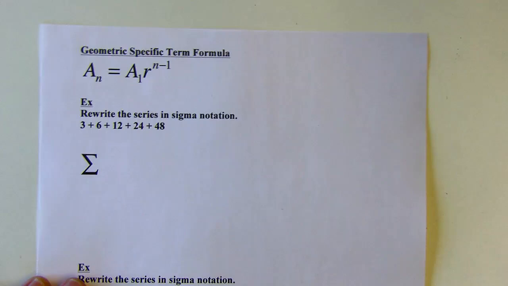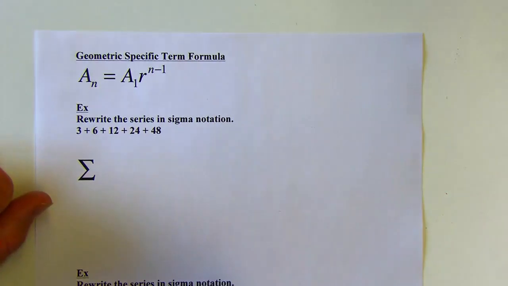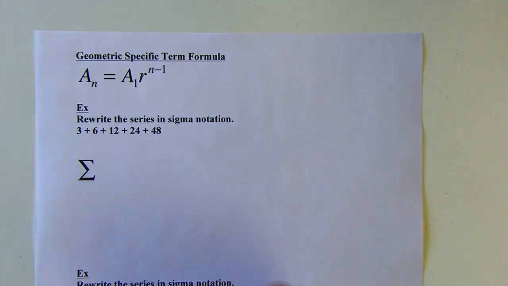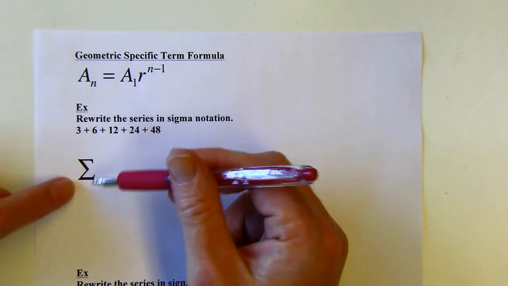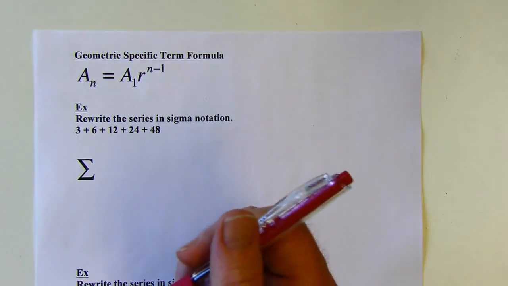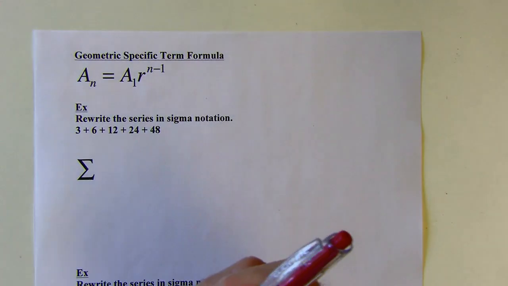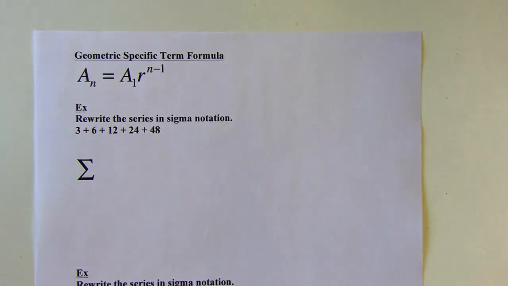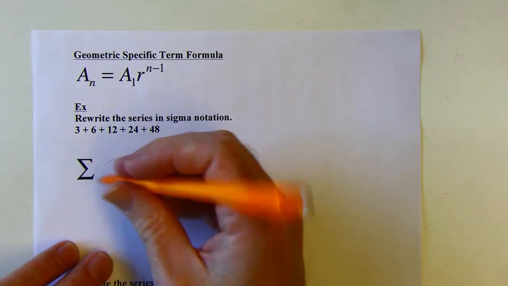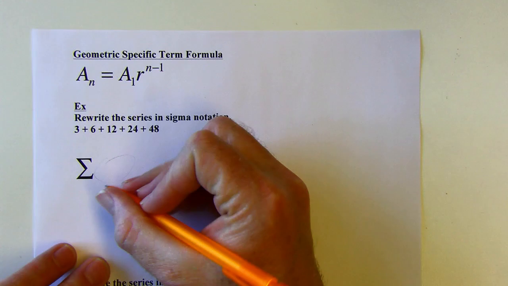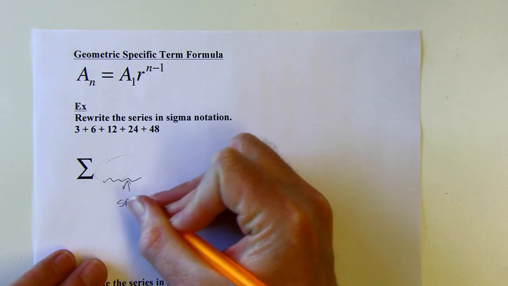Okay, so we're going to look at, well, here's the geometric specific term formula from earlier in the section. Okay, we're going to use that in this next problem where we're going to rewrite this series in sigma notation. So there's my uppercase sigma, right? So what I want to do here is use the specific term builder formula in this position, okay? So over here, I'm going to use the specific term formula.